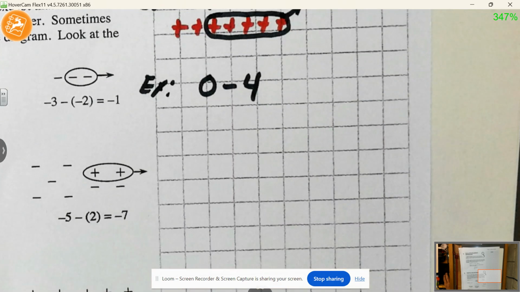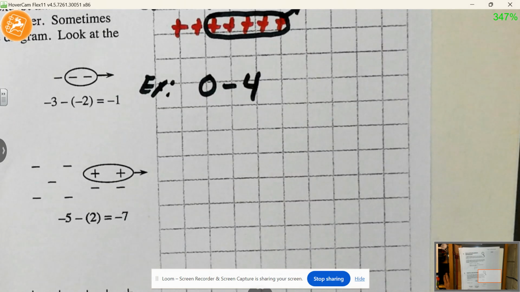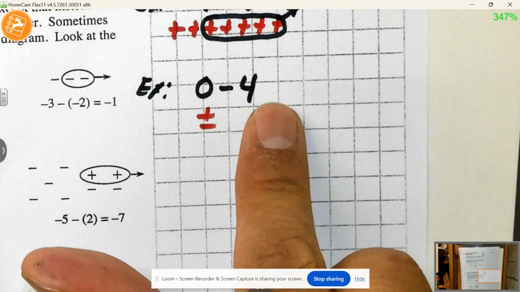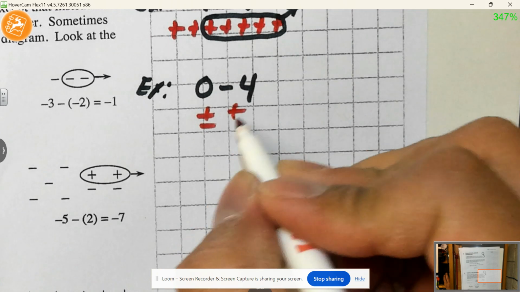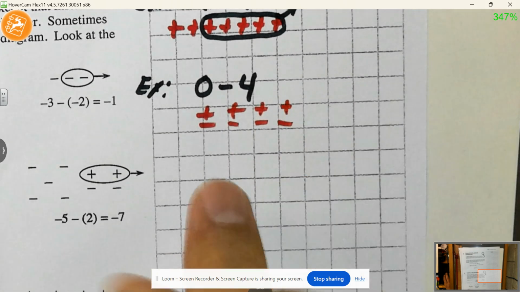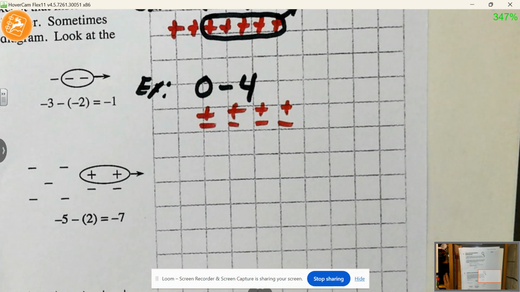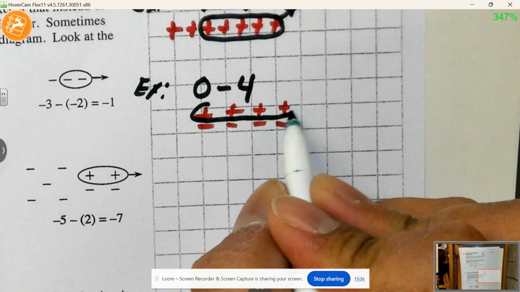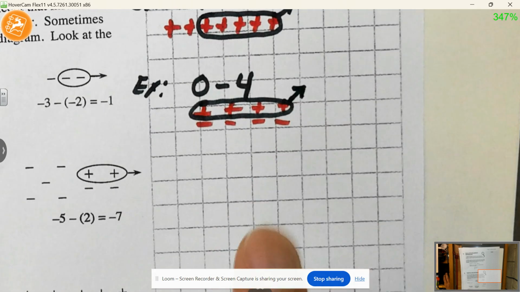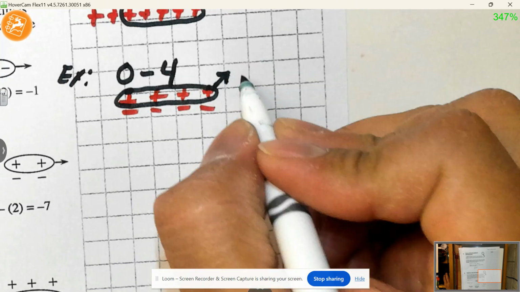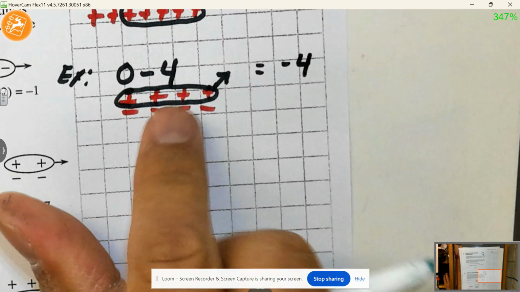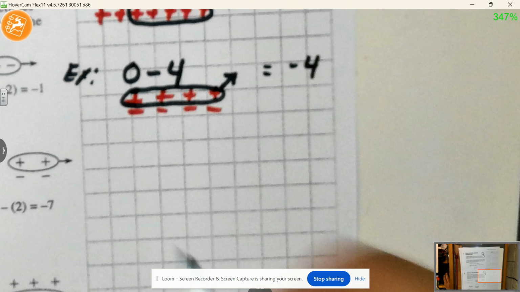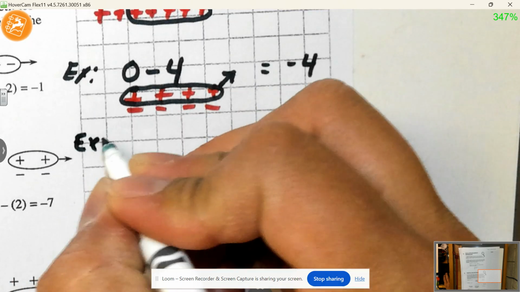All right, so I do not have 4 positives to take away, so here I go. There's 1 0 pair. I still don't have 4 positives to take away, so I will need 4 0 pairs. Now I have 4 positives to take away, and I need to show those 4 positives being taken away. So take them away, and what's left is negative 4. So this drawing shows 0 minus 4 equals negative 4. All right, so let's move on to the next one.